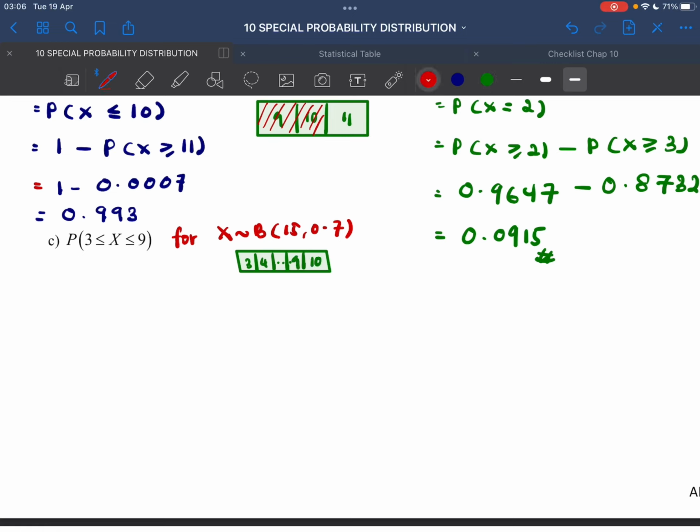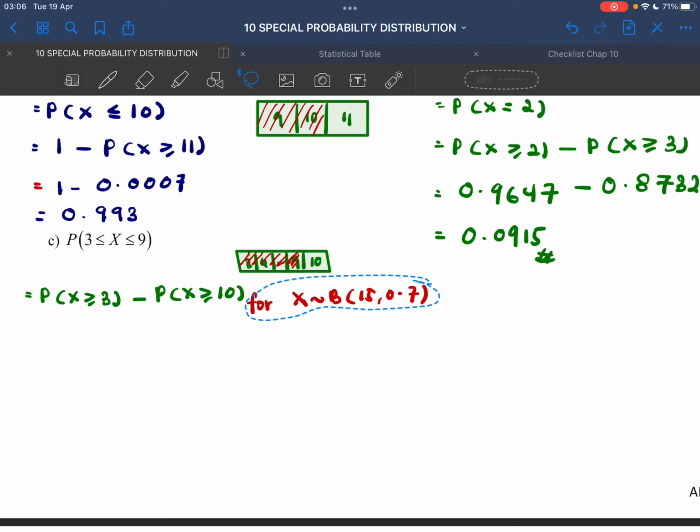So nombor yang kita nak ialah 3 up until 9. So we have Px greater and equals to 3. Okay, dia akan start daripada 3 tolak dengan Px greater and equals to 10. Okay, barulah kita dapat yang merah tu. So ini yang kita nak. Alright, so this is for the original distribution yang ini. Okay, so sekarang baru kita boleh tukar.